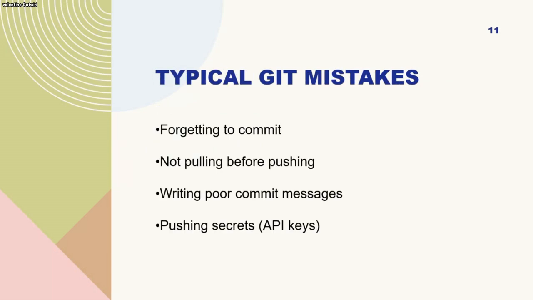So typical Git mistakes. This is a mistake I've faced myself: forgetting how to commit your changes, not pulling before pushing, writing poor commit messages. We have seen this with a lot of code. If you're a beginner, you will come across this. And pushing secrets. I was reading a story about someone who pushed their API keys and it did cost them a lot of money. So if you have API keys, you put them in a separate file and leave it out when you're pushing your code to GitHub.